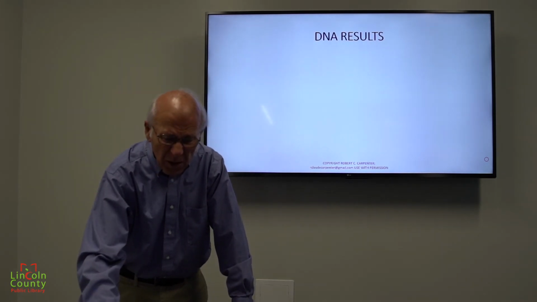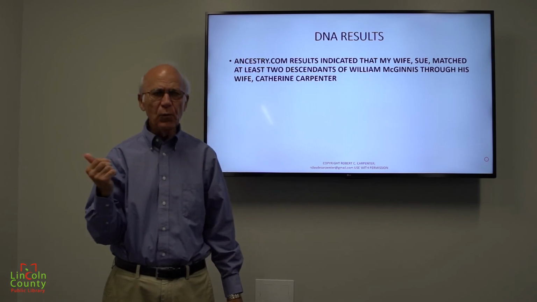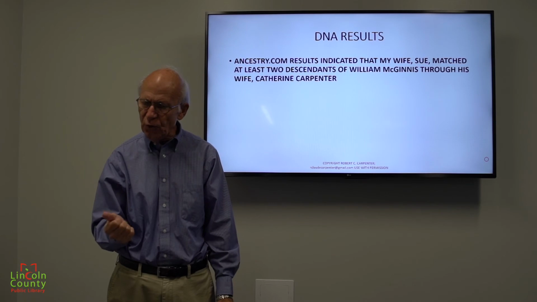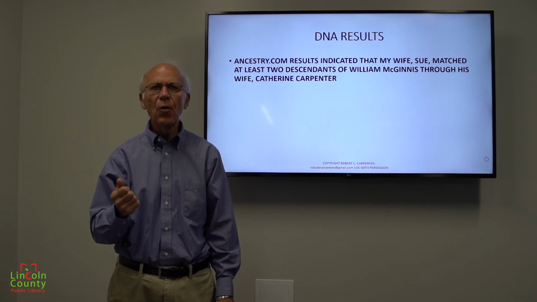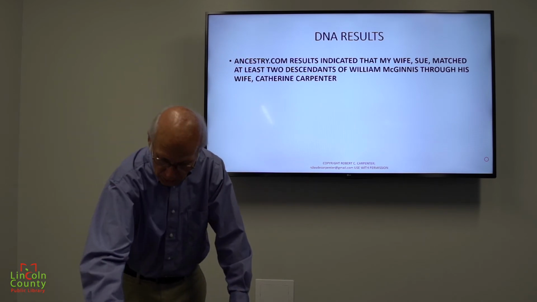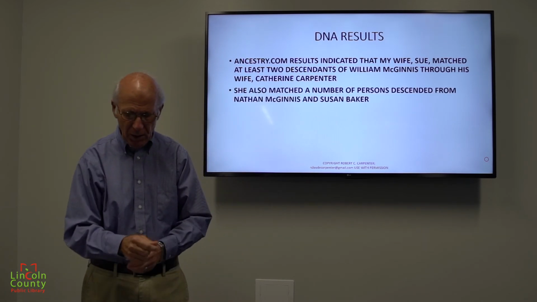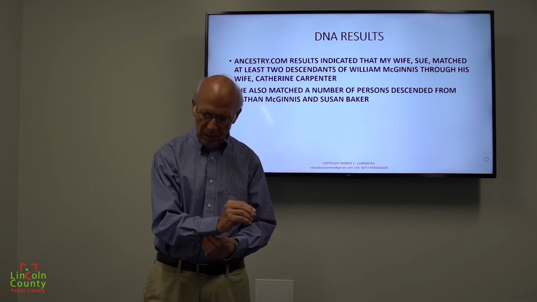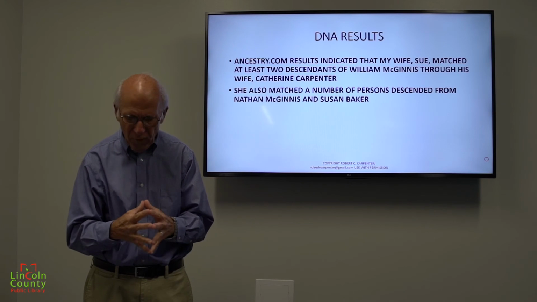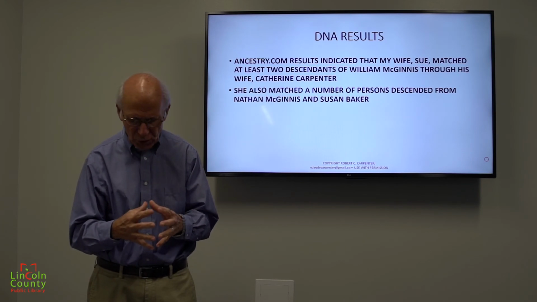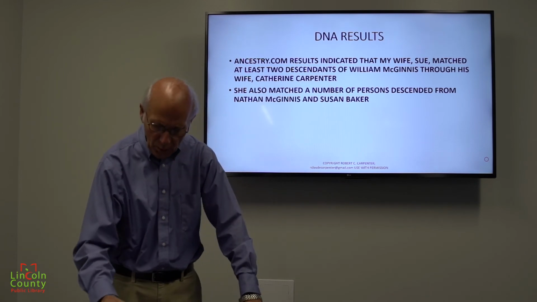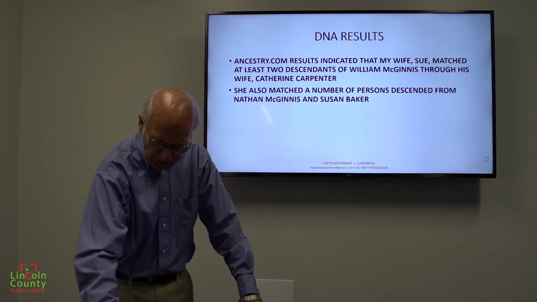DNA results. My wife had tested with Ancestry.com, and she matches at least 2 descendants of William McGinnis through his wife, Catherine Carpenter. Okay? She also matches a number of people through Nathan McGinnis and Susan Baker. So we have that proving biologically that she is related to William McGinnis through her DNA.